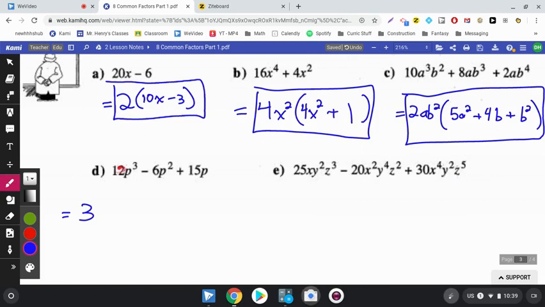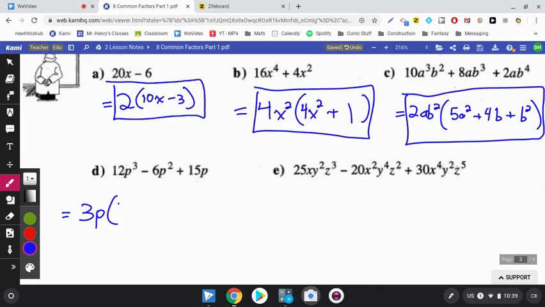So maybe I would have looked and said, hey, 12 and 6, those are both divisible by 6. But it doesn't work for 15. So I need that number that can divide all 3 terms, which is, in this case, 3. And then they all at least contain a p. Some are p squared, p cubed, they're higher, but at least they all contain a p. Okay, I factored out, divide by 3p.